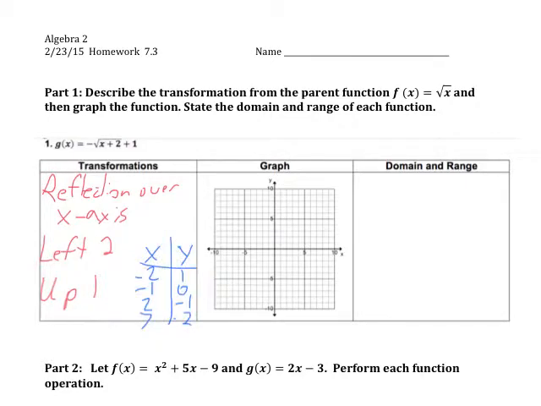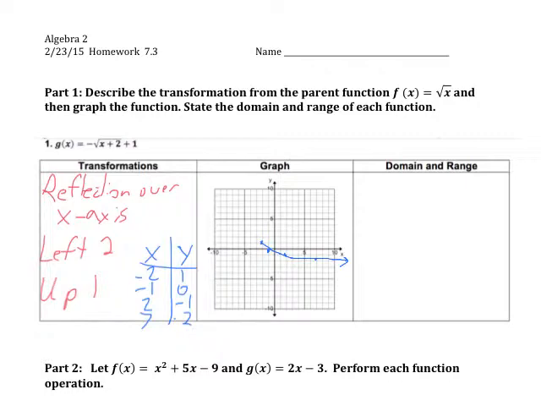Alright, so there's our table we got from the calculator, and here we go. So those are our dots in the graph. -2, 1, that's right in there. -1, 0. 2, -1. And 7, -2. And that's going to have to be good enough.